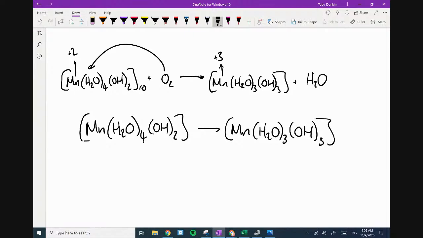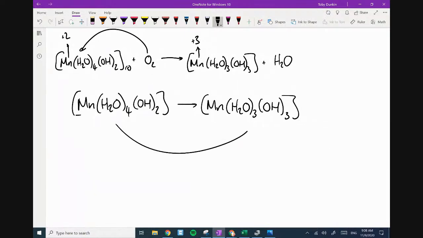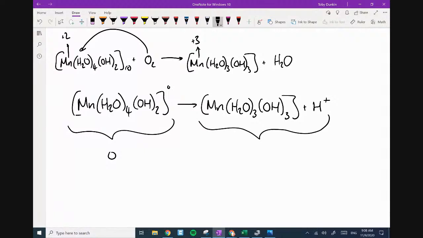So of course, in reality, the only thing that's actually moved from here to here is the loss of a proton. So I'm going to spit out a proton on that side. Now, if I spit out a proton, on this side, the overall charge is 0. But now on this side, the overall charge is +1. That can't be correct. We need to balance it with an electron. Right, now that adds up. There's the half equation for the oxidation process.